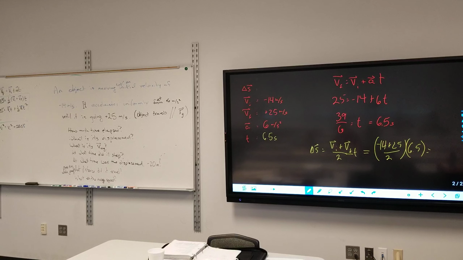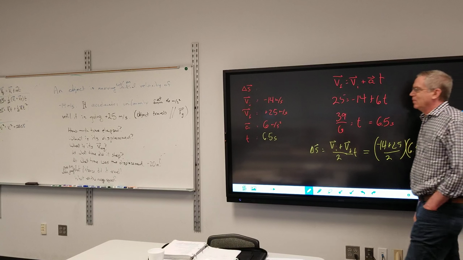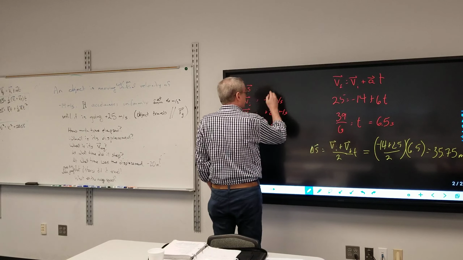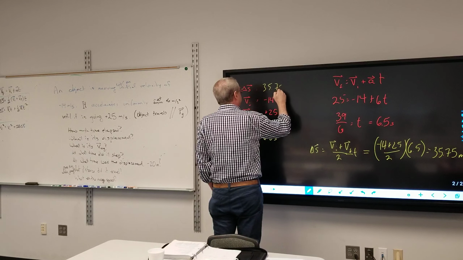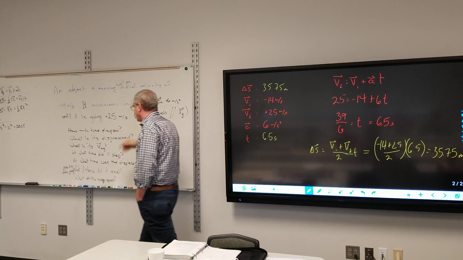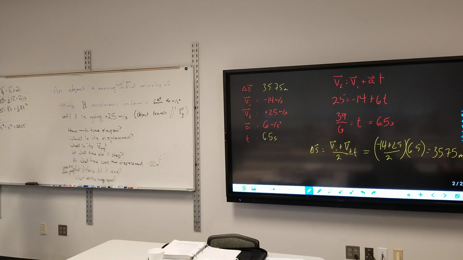Say it again. 35.75. Meters? Yes, meters. All right, so 35.75 meters. All right, so the first two problems are taken care of here. How do we find average acceleration?